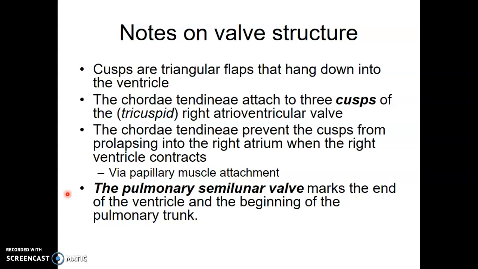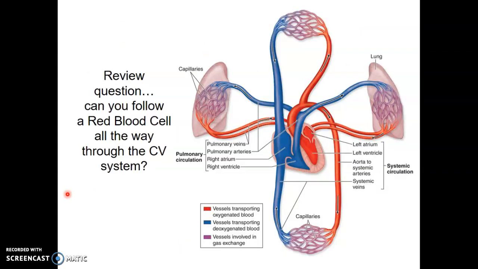Those are socks. Okay. So the pulmonary semilunar valve marks the end of the ventricle and the beginning of the pulmonary trunk, where the blood's heading off to the lungs to be reoxygenated.